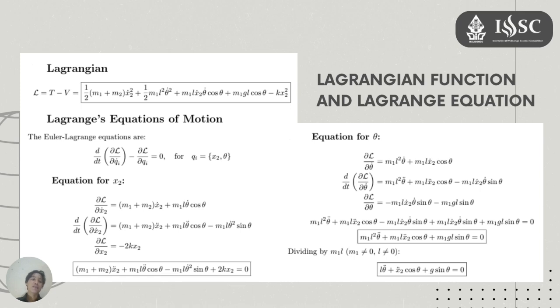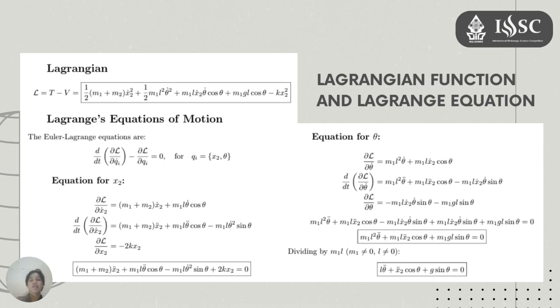We apply the derivation of the Lagrange function with respect to x2 dot, and then we derive it again with respect to time. We also derive the Lagrangian function with respect to the translation x2, and we subtract: d/dt (∂L/∂x2 dot) minus ∂L/∂x2. So we have the equation for x2, and we do the same for theta.